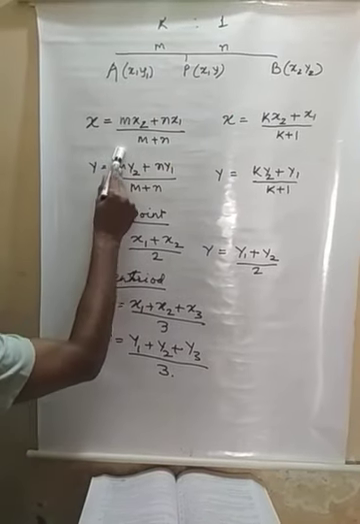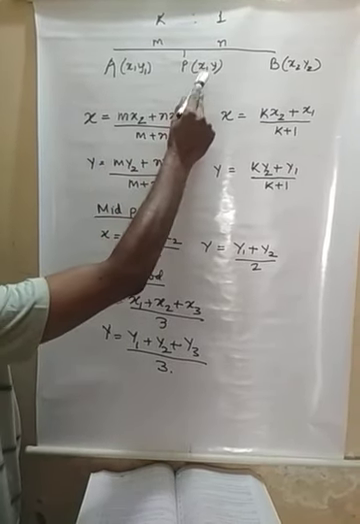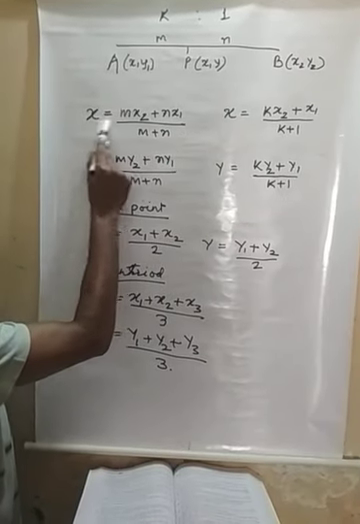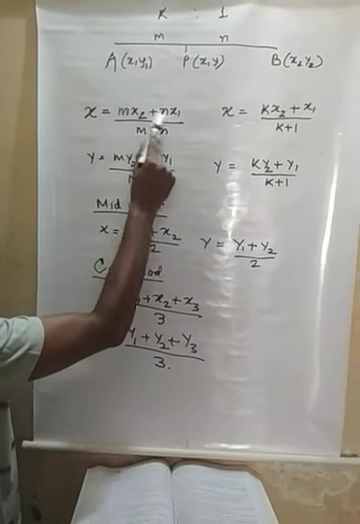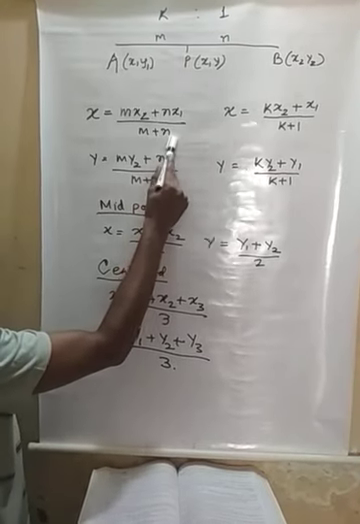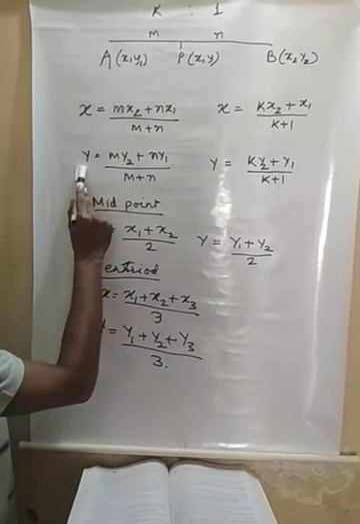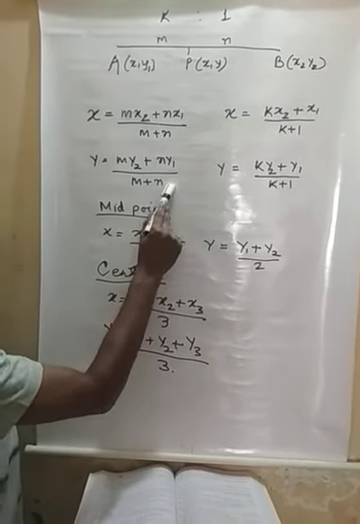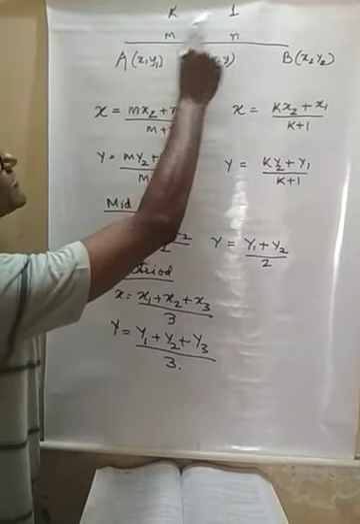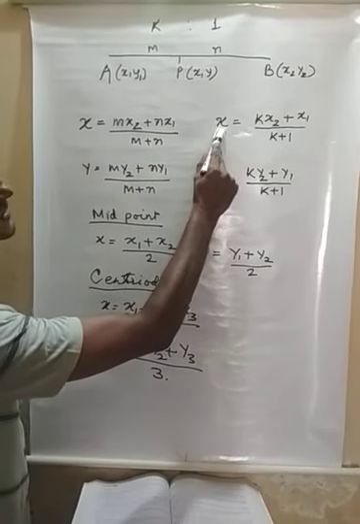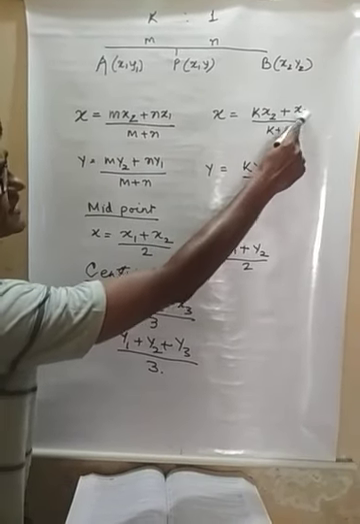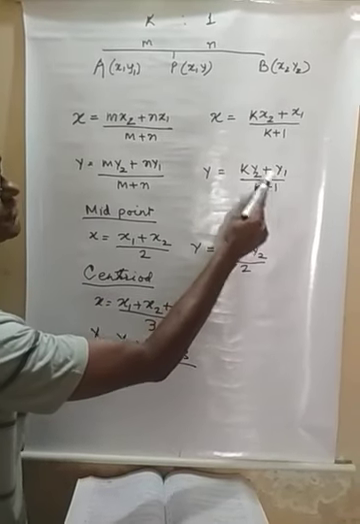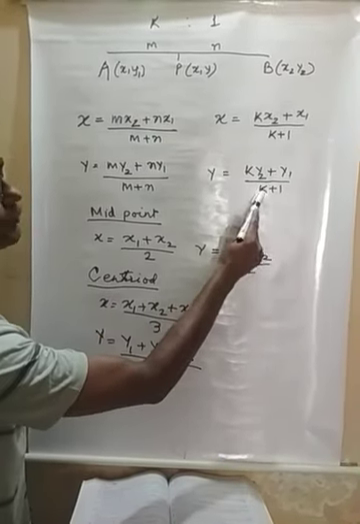According to the section formula, if we want to find the value of x and y, what formula are we going to use? x is equal to (mx2 plus nx1) upon (m plus n), and y is equal to (my2 plus ny1) upon (m plus n). Or if we take k is to 1, then the formula becomes x is equal to (kx2 plus x1) upon (k plus 1), and y is equal to (ky2 plus y1) upon (k plus 1).